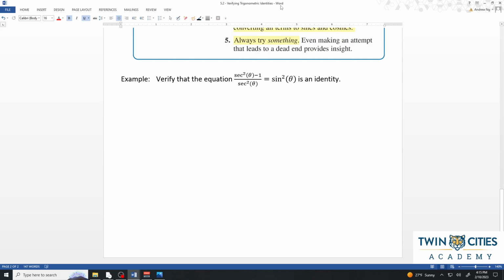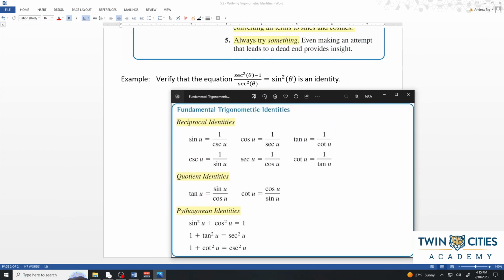All right, let's start. I've got secant squared of theta minus 1 in the numerator. One of the things that I look for is whether I'm working with trig functions that are squared. Am I adding two of these together? Am I subtracting a 1, adding a 1 somewhere? Typically, that tells me to look at my Pythagorean identities. So I'm going to bring over my fundamental identities.